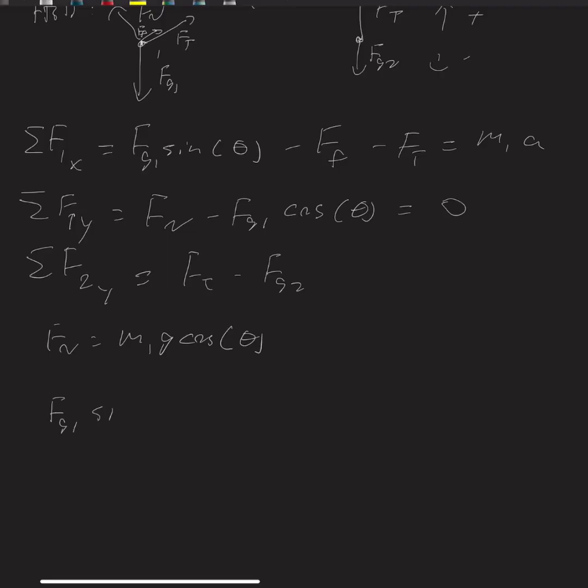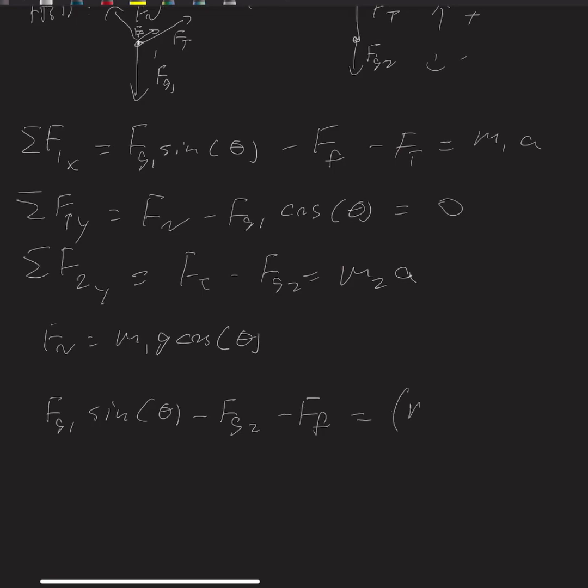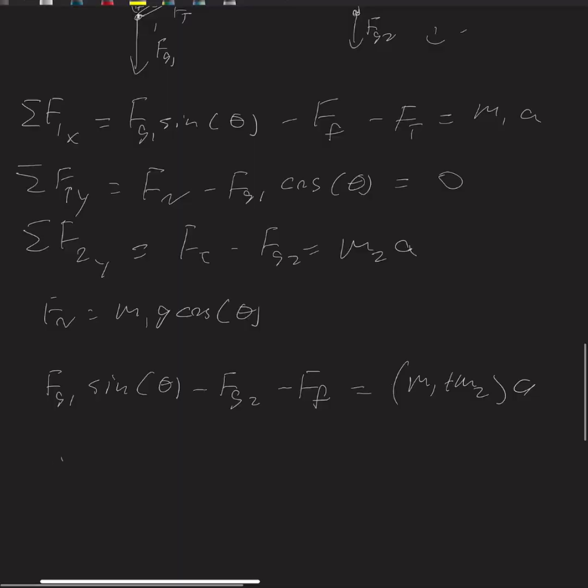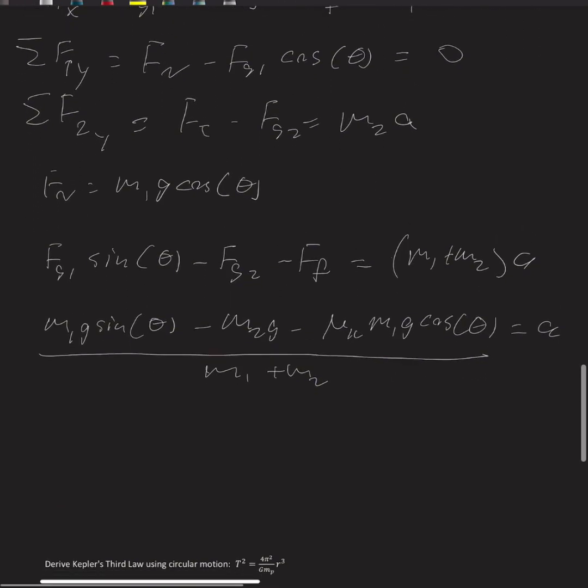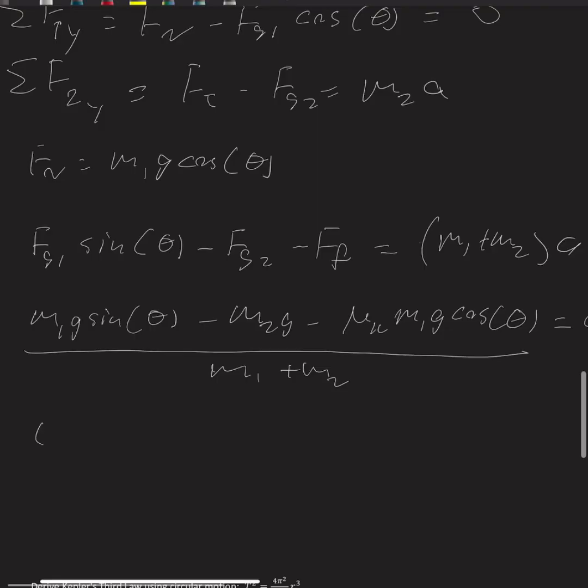Now we can add the first and third equation, which gives you Fg1 sine theta minus Fg2 minus Ff, which is equal to, oh, for the third one, you should add m2a, equal to m1 plus m2 times a, which we can expand again. m1g sine theta minus m2g minus mu k m1g cosine theta, which is equal to, actually, let's solve for a, divided by m1 plus m2, which that's equal to a.